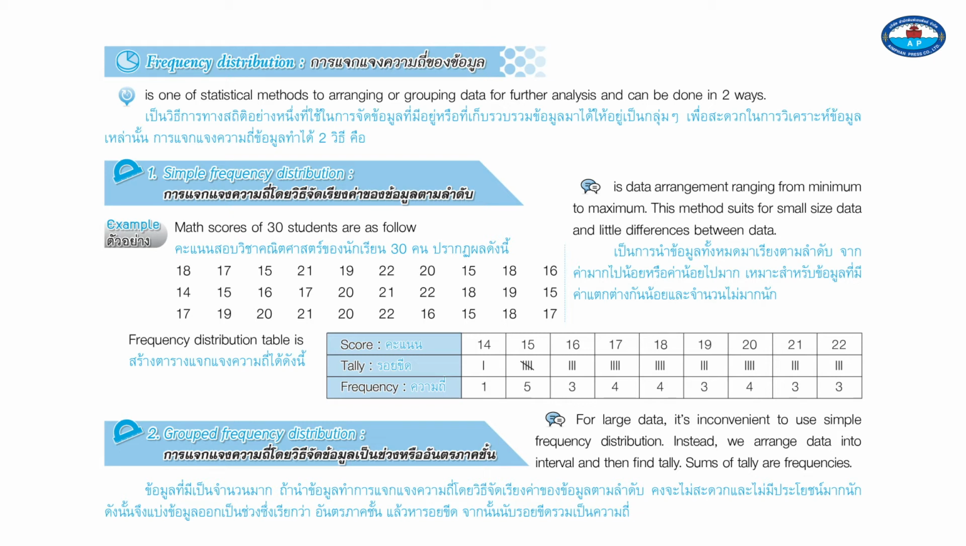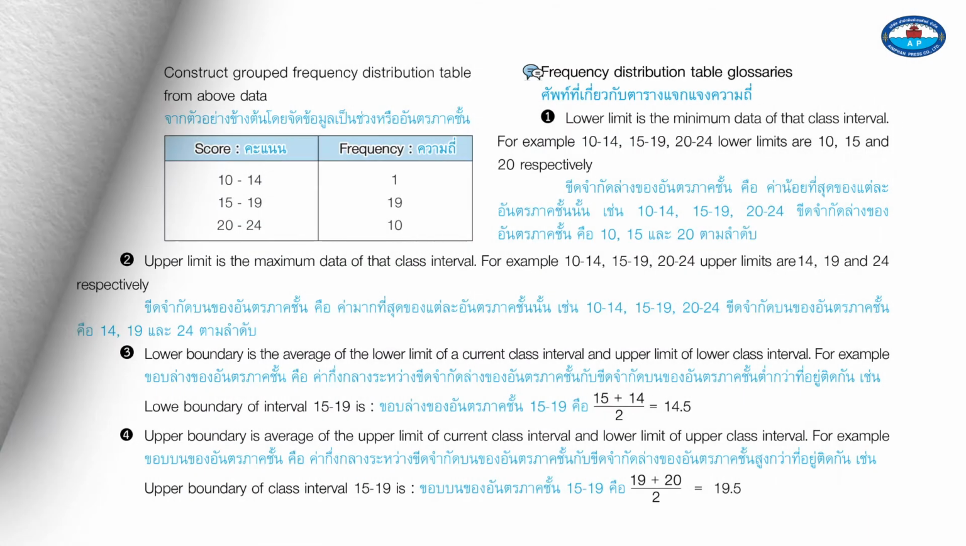1. Simple frequency distribution is a data arrangement ranging from minimum to maximum. This method suits small size data and little differences between data. 2. Grouped frequency distribution. For large data, it's inconvenient to use simple frequency distribution. Instead, we arrange data into intervals and then find tally.